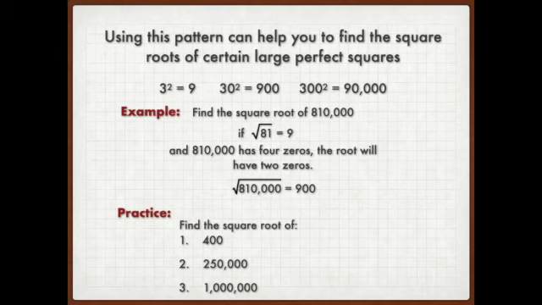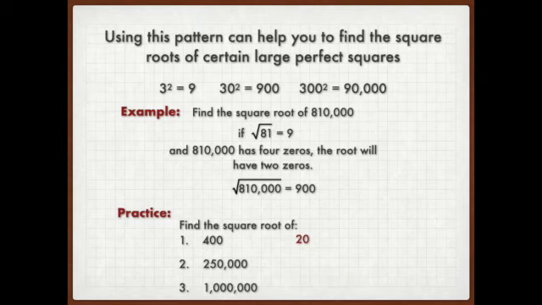Okay, let's find the square root of 400. So I'm going to find the square root of 4. And then I have 2 zeros there, so I'm going to find half of the number of zeros. That's only 1 zero. So square root of 4 is 2. I add half of the number of zeros, that's 1 zero. So that would give me 20. Okay, there we go.